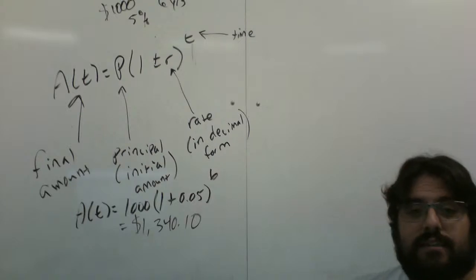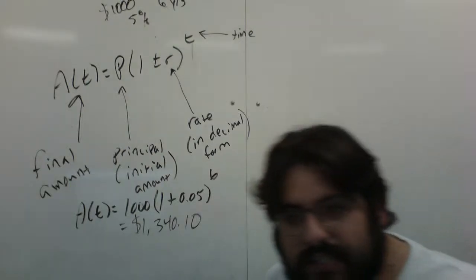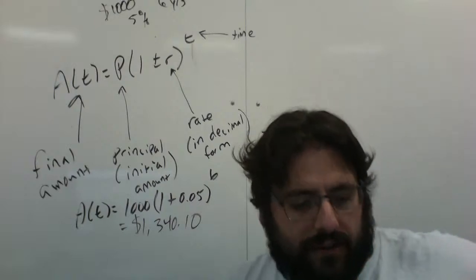So that's how much money will be in the account after graduation. So you have gained $340.10 in interest on that account.